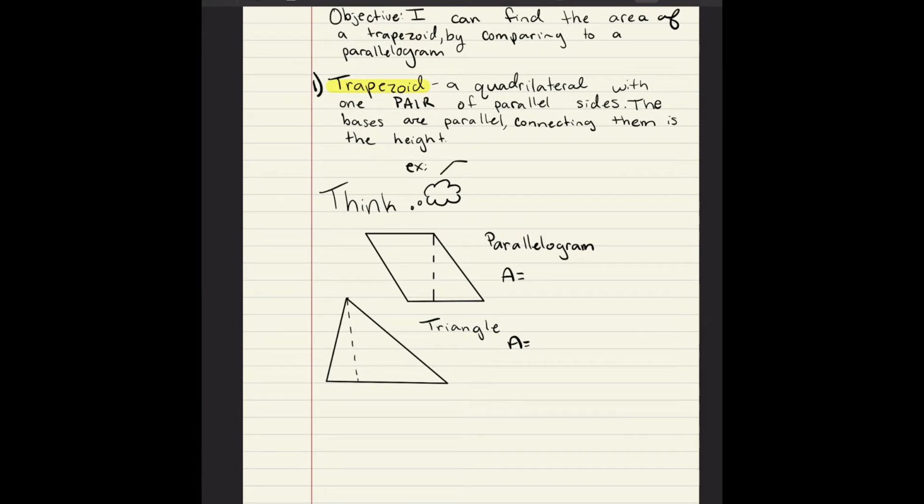It can look like this. Our bases are parallel. See, they'll never touch, but our sides will eventually touch. See, they would keep going and it would eventually touch. So anytime you have two bases that are parallel, it is a trapezoid.